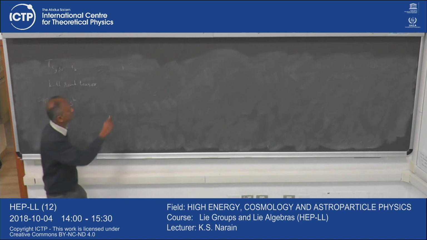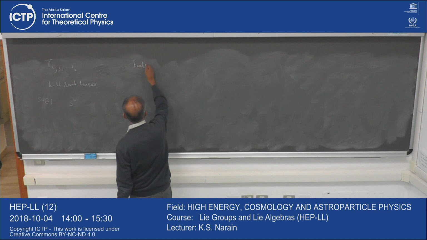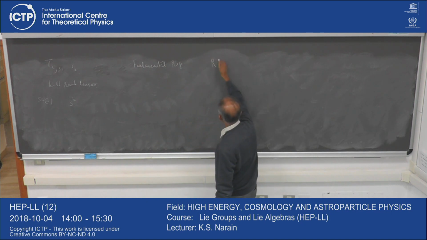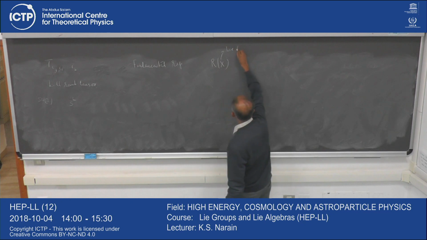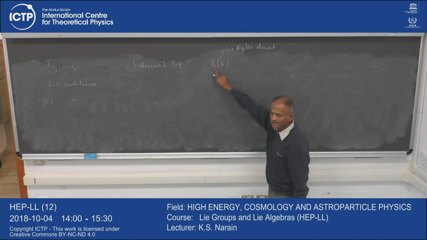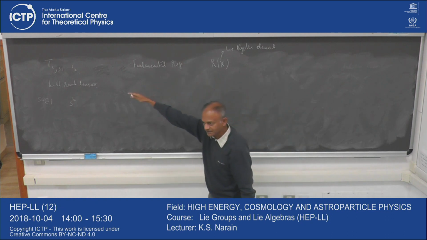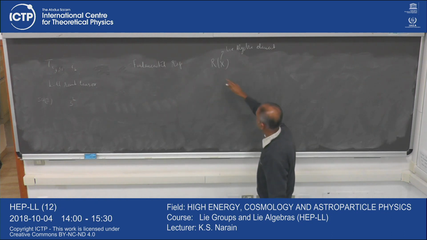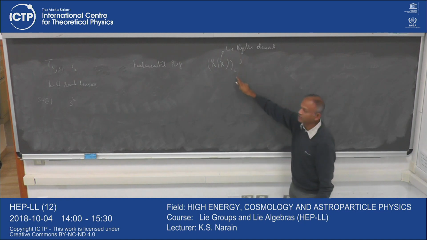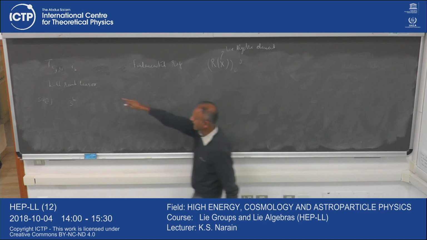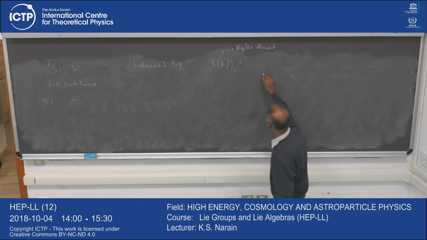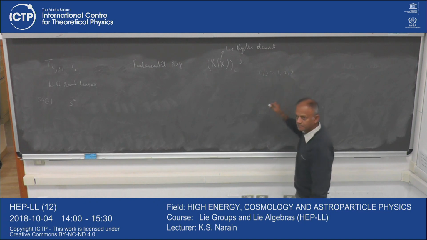So let's suppose in the fundamental representation, R of x, where x is an arbitrary Lie algebra element, and R just means the fundamental representation. Although this can be done also for other representations, let's focus on the fundamental representation. So R of x will have some indices, let's say ij, where i and j each go over the same range. In the case of SU3, i and j go from 1 up to 3, because we are talking about a 3 by 3 matrix.